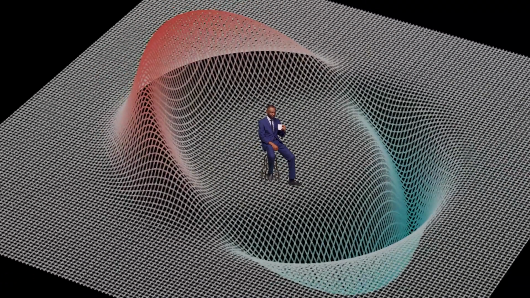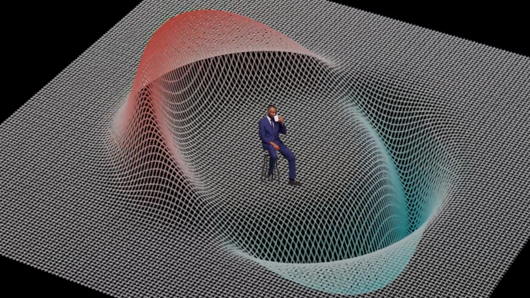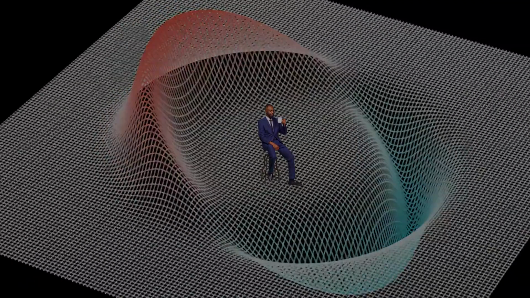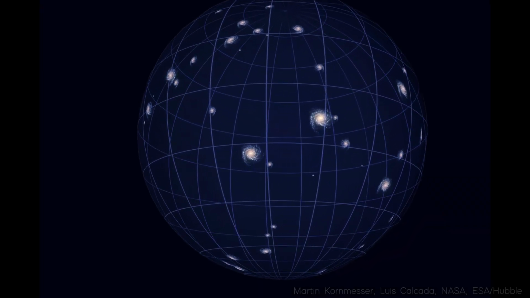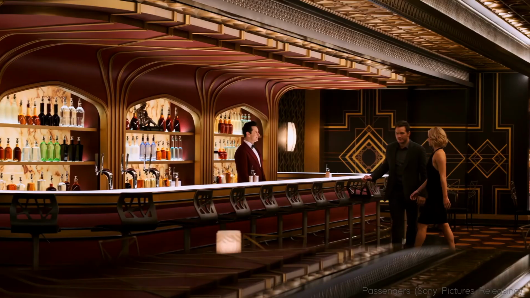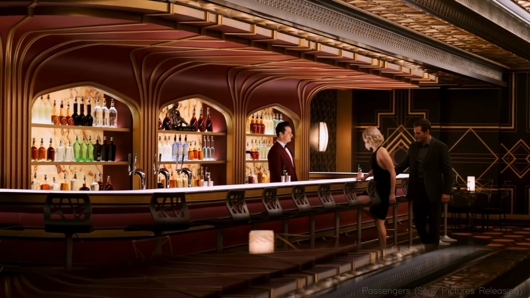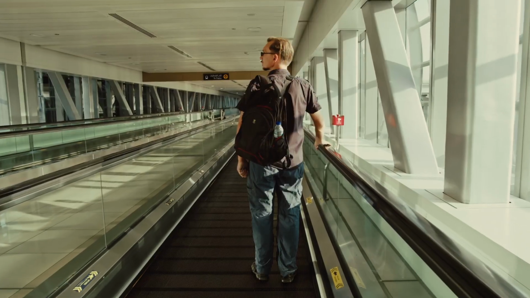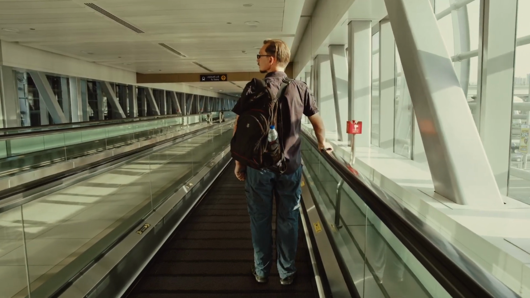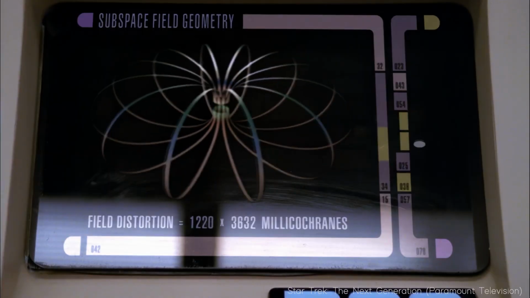Alcubierre's solution involves a central region where passengers would reside of ordinary flat spacetime. Behind them, the fabric of space expands though and pushes the passengers forward, much like how the universe itself is currently expanding, thereby pushing galaxies apart from one another. Inside the bubble, the passengers can be stationary, yet the space within which they sit is moving, almost like an airport conveyor belt.